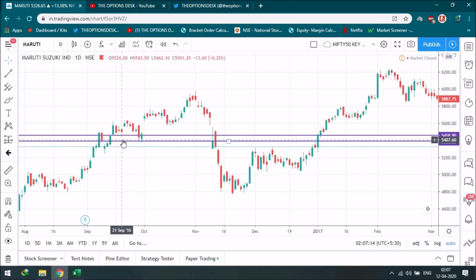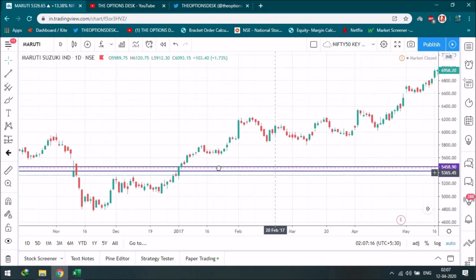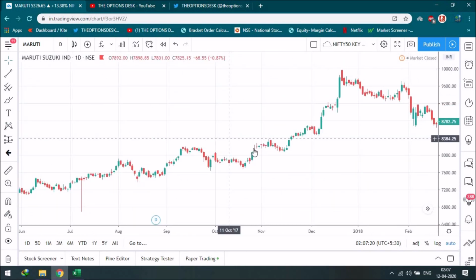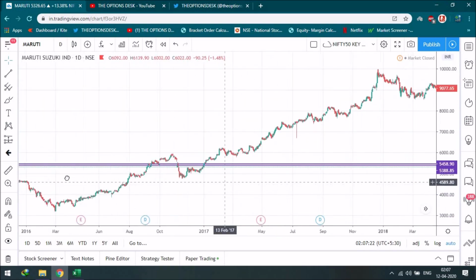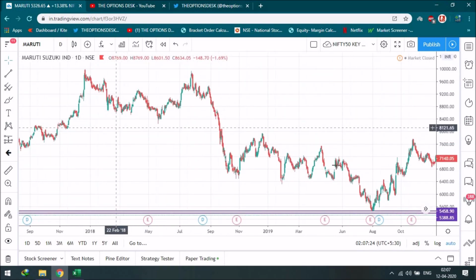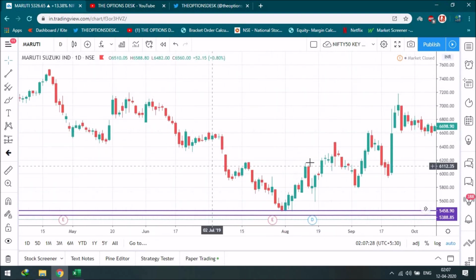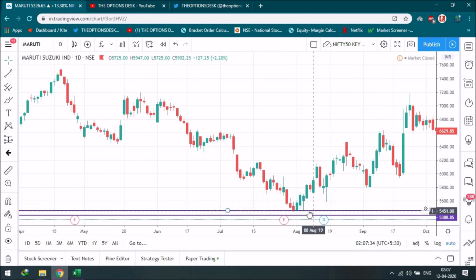So now let's see in the near future, after 2017, did Maruti ever get to this level again? So let's zoom out and get back to, yeah, oh wow. As you can see, at this particular level, without even watching it, as I was already marking the levels from 2016, it automatically gave a rejection at my first target. So that is 5461. So that would be my first target for the intraday trading in Maruti on Monday.